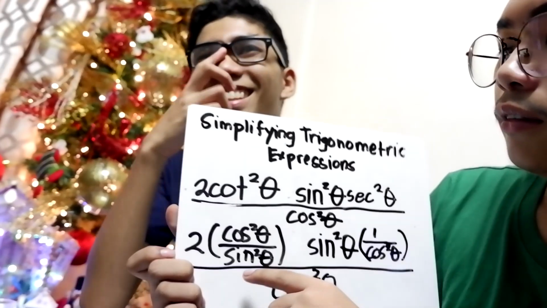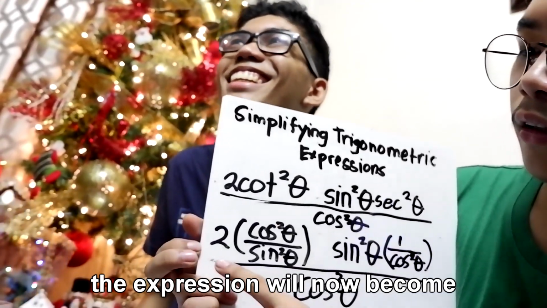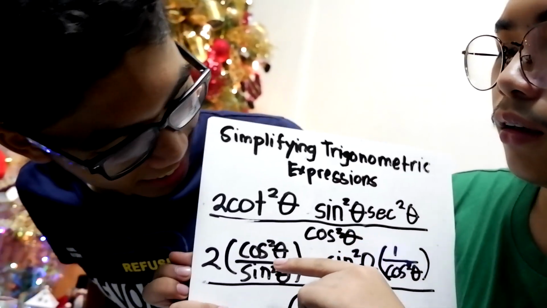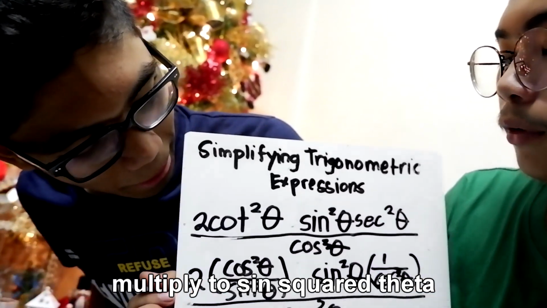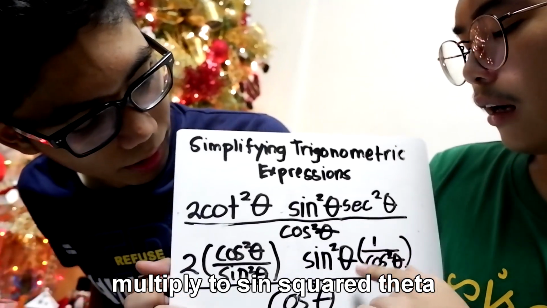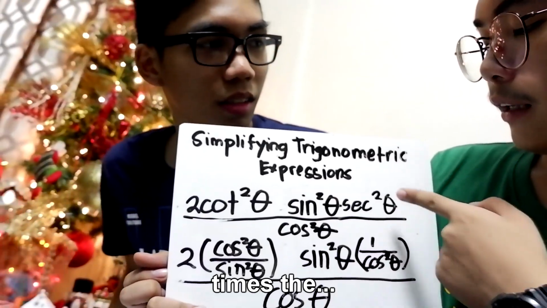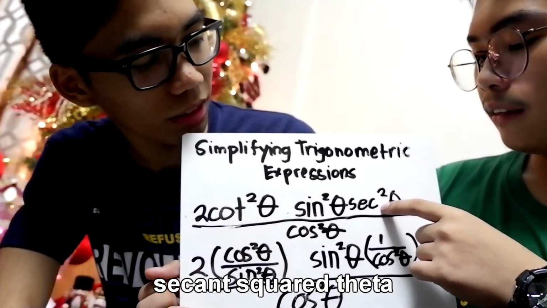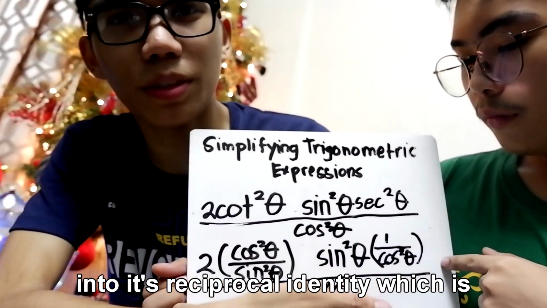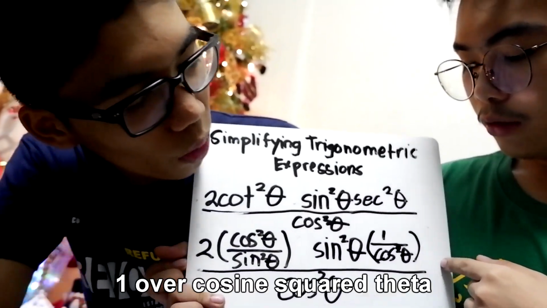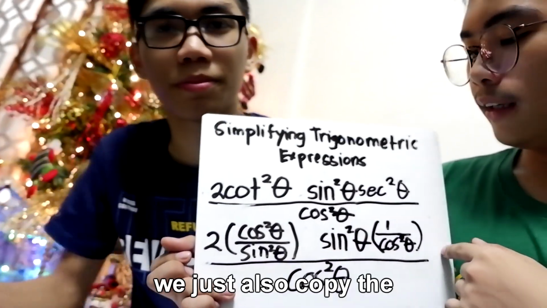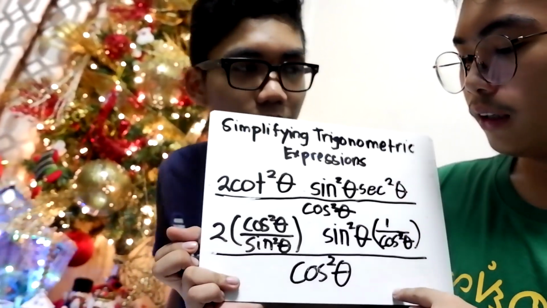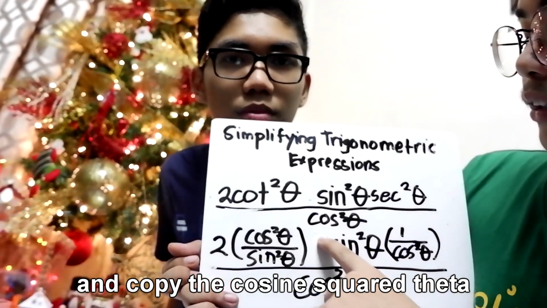So now the expression becomes 2 times cosine squared theta over sine squared theta, multiplied by sine squared theta, times the reciprocal. We also change secant squared theta into its reciprocal identity, which is 1 over cosine squared theta. We just also copy the exponential power and copy the cosine squared theta.